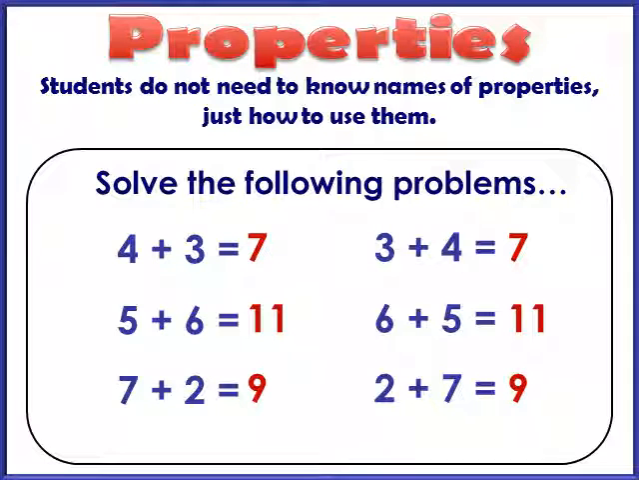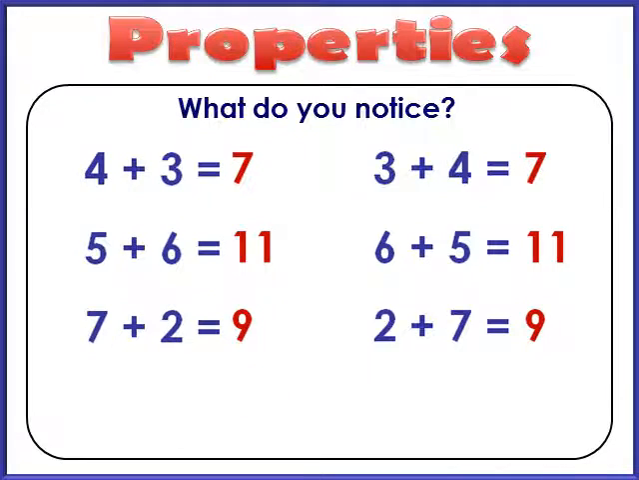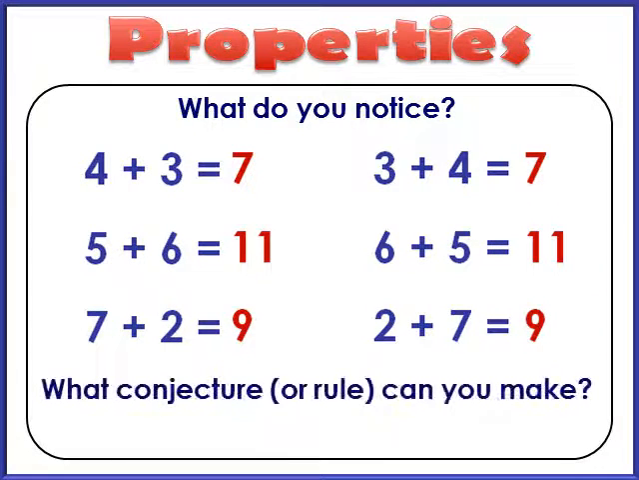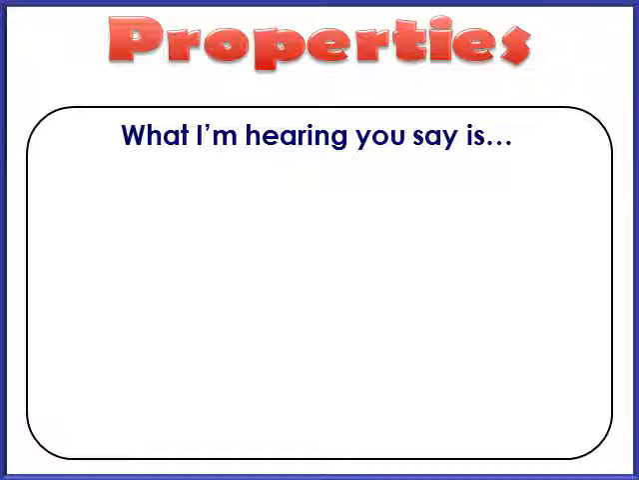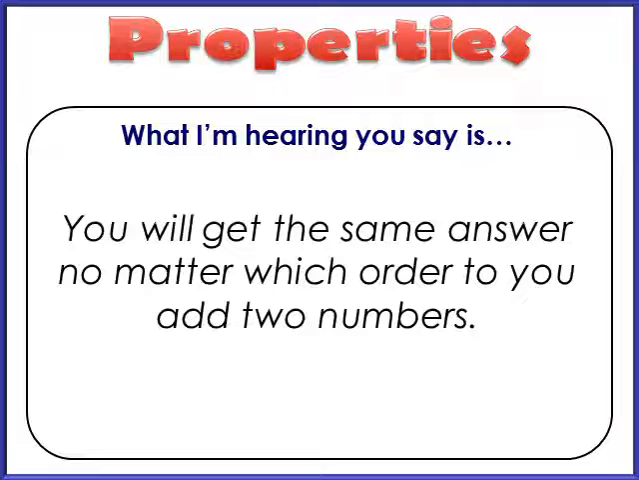Well, that's interesting. Then you would ask the students, what do you notice happening here? Because there is a bit of a pattern here. After they notice what happens, ask, what conjecture, what rule do you think we can make based on what we noticed? And do you think this rule will always work when we're adding two numbers? After the students have made their rule or conjecture, the teacher would record it on the board and say something like, okay, so what I'm hearing you say is you will get the same answer no matter which order you add two numbers.